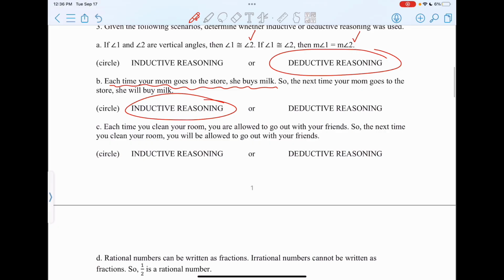C, each time you clean your room, you are allowed to go out with your friends. So the next time you clean your room, you will be allowed to go out with your friends. Same thing, that's inductive reasoning. That's recognizing a pattern that every time you clean your room, you can go out with your friends and making a generalization that that will happen again. Inductive reasoning.